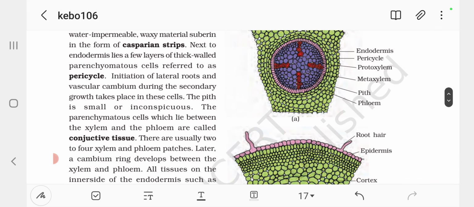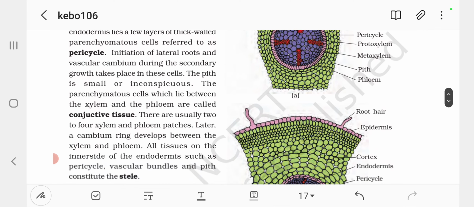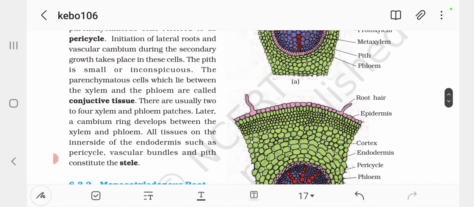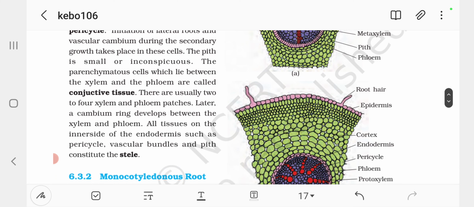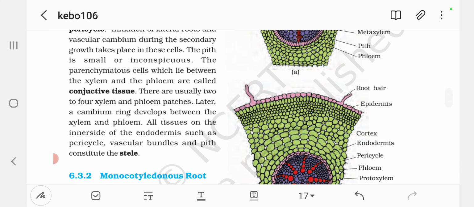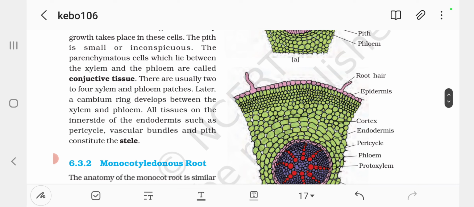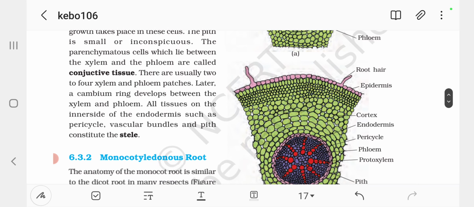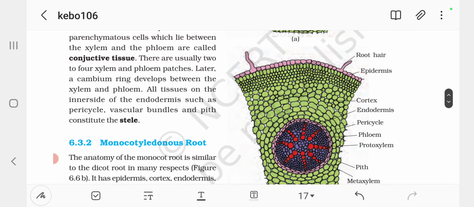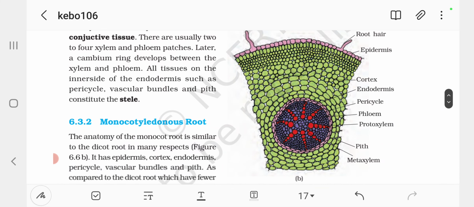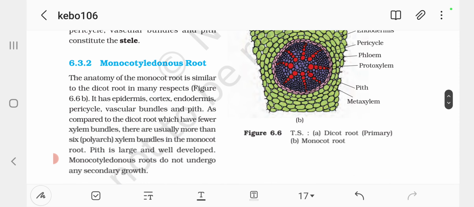Next to endodermis lie a few layers of thick-walled parenchymatous cells referred to as pericycle. Initiation of lateral roots and vascular cambium during secondary growth takes place in these cells. The pith is small or inconspicuous. The parenchymatous cells, which lie between the xylem and the phloem, are called conjunctive tissue. There are usually 2 to 4 xylem and phloem patches. Later, a cambial ring develops between the xylem and phloem. All tissues on the inner side of the endodermis, such as pericycle, vascular bundles, and pith, constitute the stele.